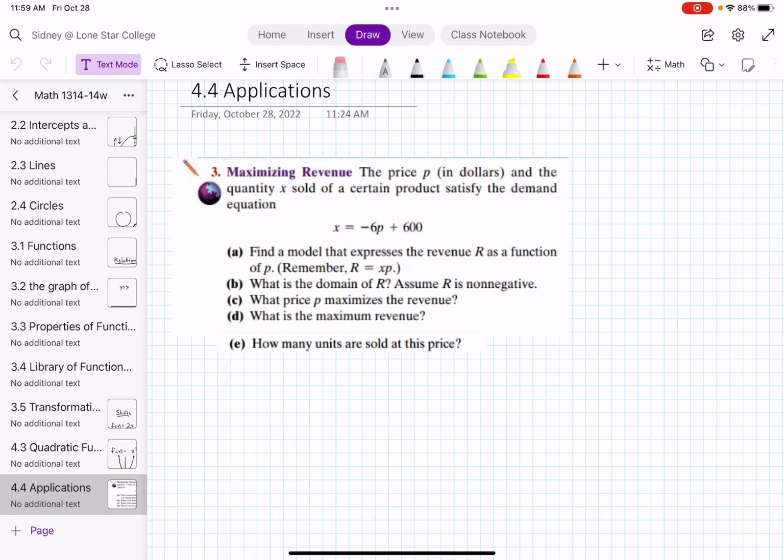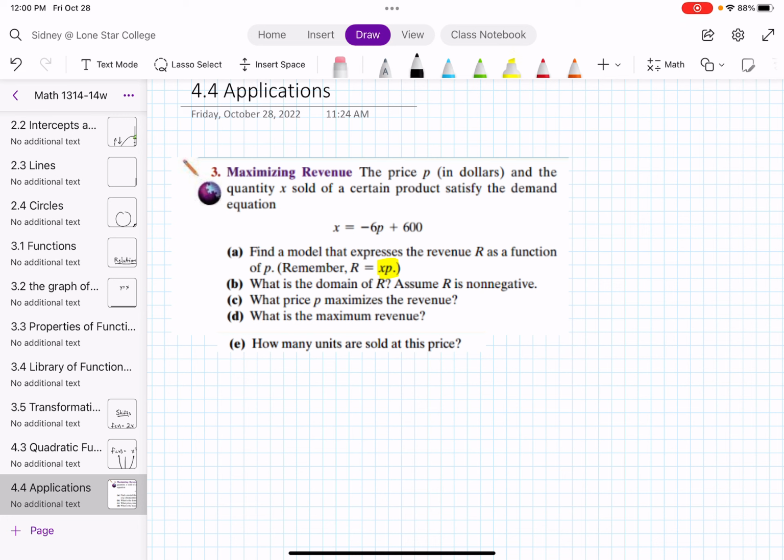The price P in dollars and the quantity X sold of a certain product satisfy the demand equation. So the number sold is equal to -6 times the price plus 600, as in the higher the price, the lower the demand, the lower the amount sold. We're talking about revenue, and revenue is simply the number sold times how much you sell them for. So we have X, that equation that represents the quantity sold, times the price. And what that gives us is a revenue function.